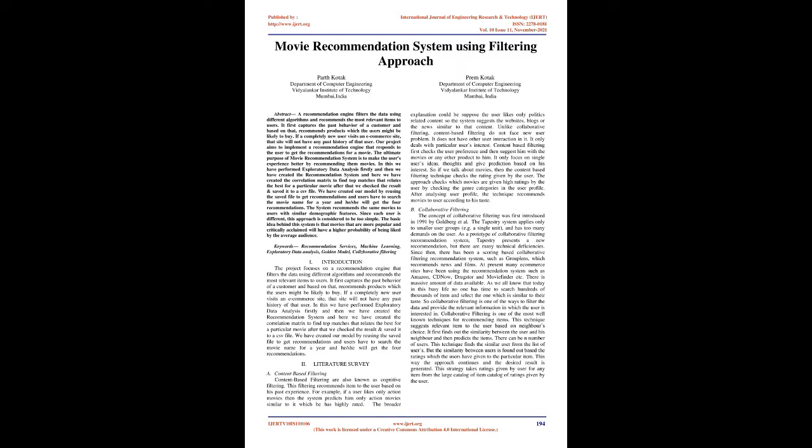2. Literature survey. A. Content-based filtering. Content-based filtering is also known as cognitive filtering. This filtering recommends items to the user based on his past experience. For example, if a user likes only action movies, then the system recommends only action movies similar to the ones which he has highly rated.